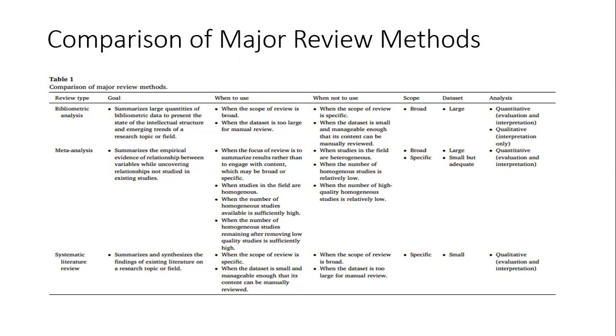So then when you are doing meta-analysis, you are summarizing the empirical evidence of relationships between variables while uncovering relationships not studied in existing studies. What you are doing is simply finding the relationships that have been discovered already by previous authors. So when you have done that, you then also have a chance to review your own relationships that have been built but have not been exposed by previous researchers. But you can actually see that researchers A, B, C are making an insinuation that there is a relationship between C and D. If that exists and there is evidence from maybe four or five researchers, you can then support that through meta-analysis. But remember, we are talking about literature review.